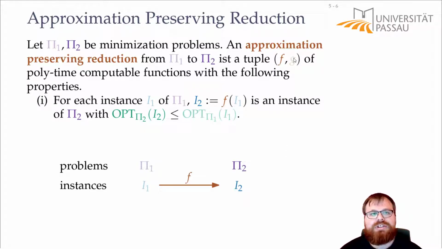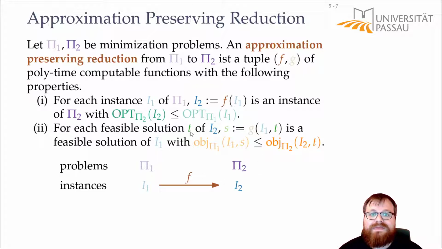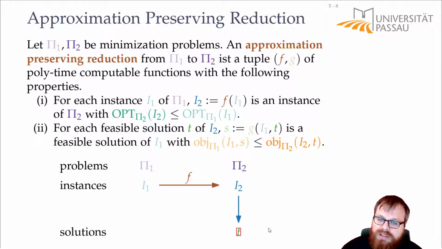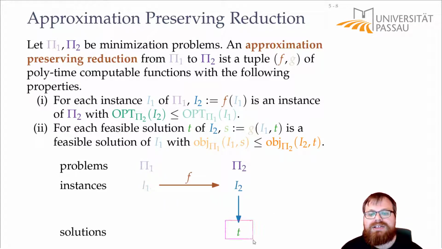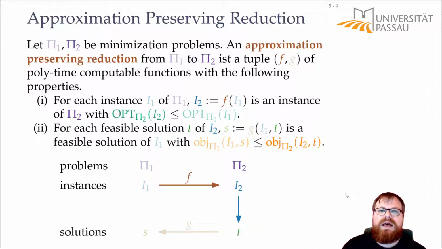What about the second function, g? If we have some feasible solution t for this instance, or let's say we have computed some solution, not necessarily the optimum, but something feasible, then with the function g, we can find a solution for the first problem. So we can find a solution S by computing the function g of this instance I1 and the solution t for I2. And for this solution, we get the important property that the objective value of S is at most as large as the objective value of the solution t.